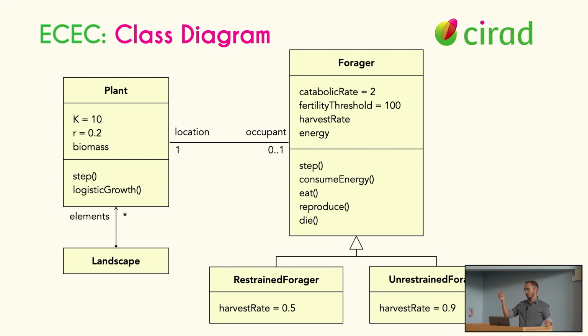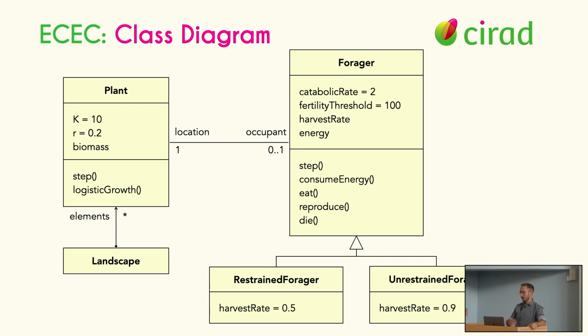On the other side, you have a forager. It has a catabolic rate of 2. The fertility threshold, the threshold at which it reproduces, is 100. Then there are the harvesting rate and the energy. The harvesting rate, as you see, for the restrained forager is 0.5, which is 50%. And for the unrestrained forager, it's 0.9, which is a bit inconsistent with what I showed you before because it was 99%. But the idea still remains.